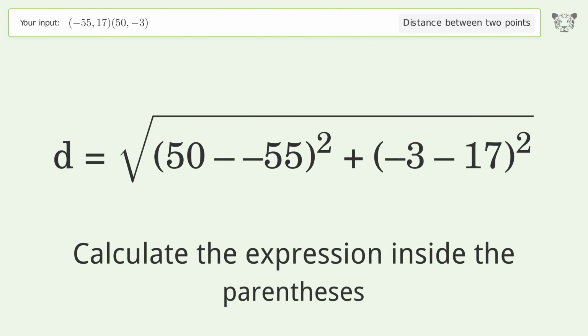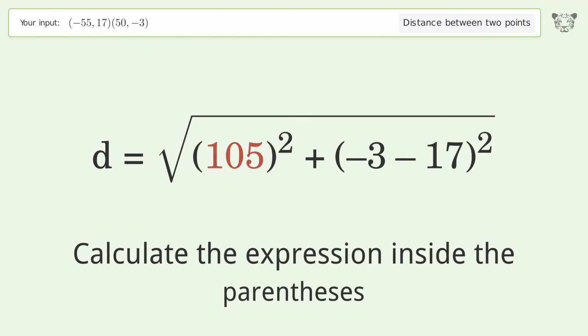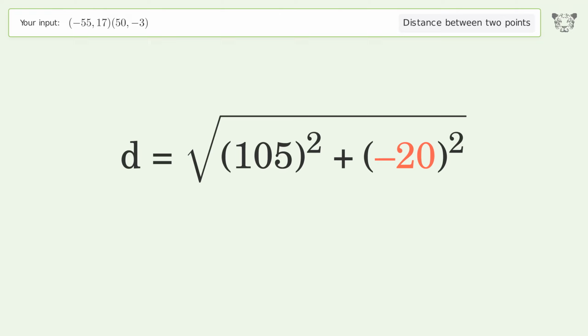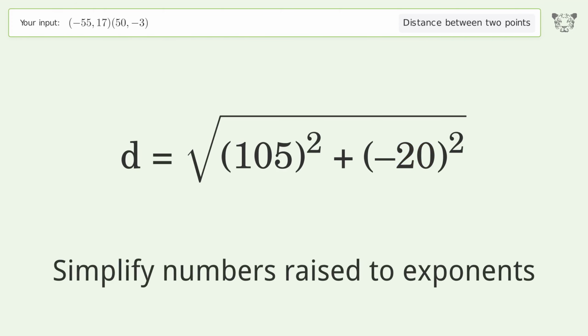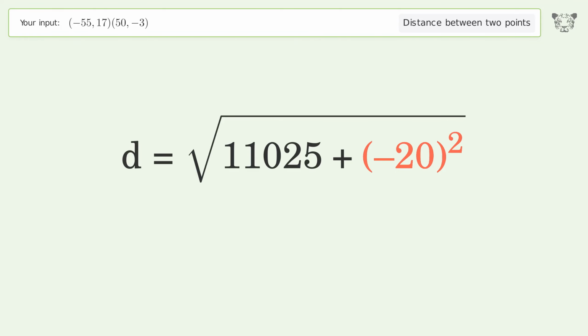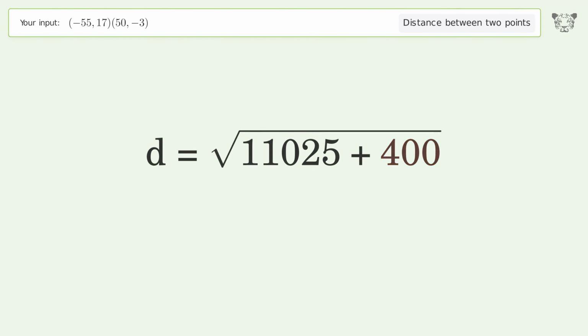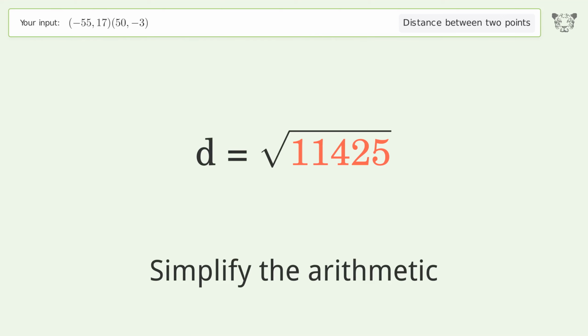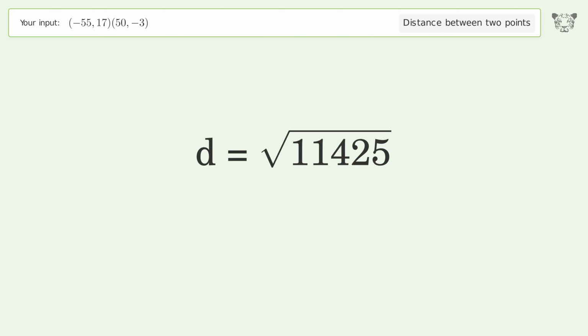Calculate the expression inside the parentheses. Simplify numbers raised to exponents. Simplify the arithmetic. And so the distance between the 2 points is the square root of 11,425 or 106.888.